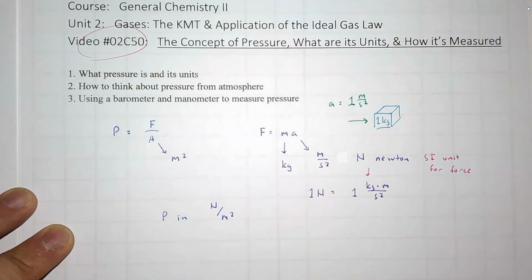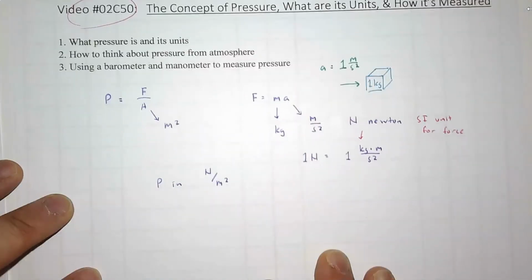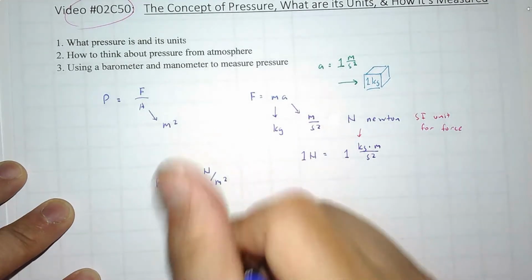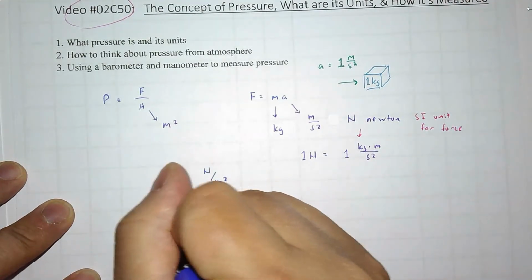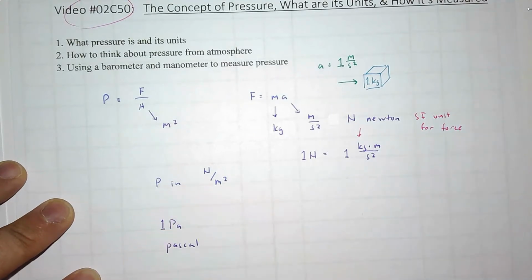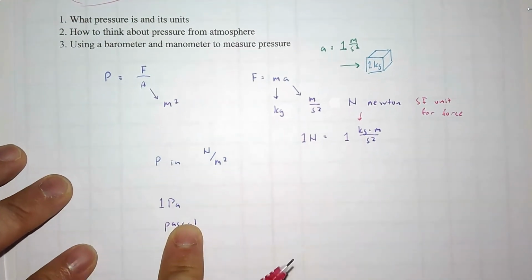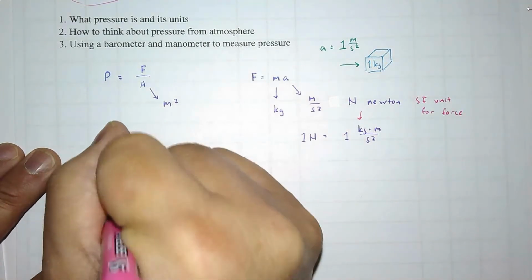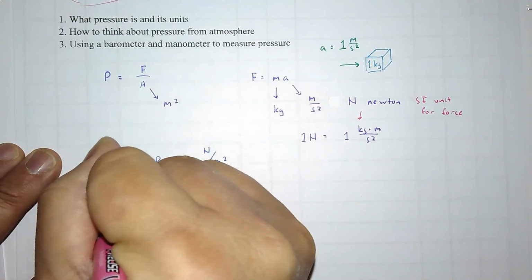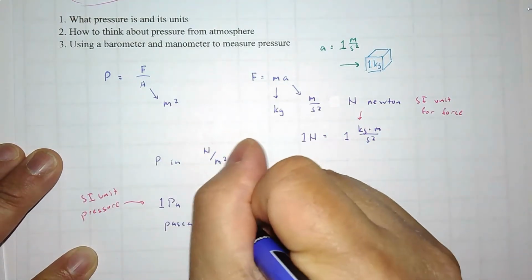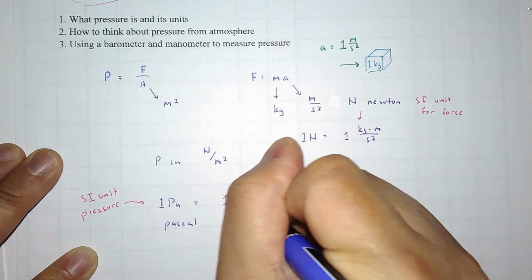Okay. Next, what is this unit of pressure then in total? We're going to call it Pascal. I'll put it here. 1 Pa, so that is a Pascal. That is the unit now of pressure. So this is the SI unit for pressure, and it is equal to 1 Newton per meter squared.